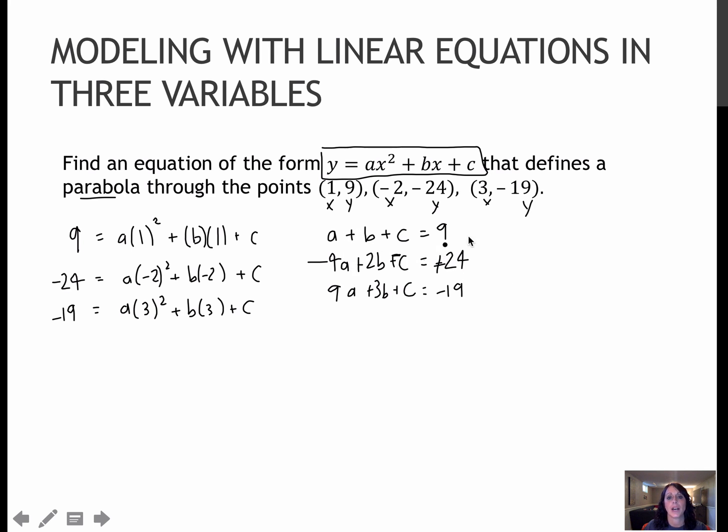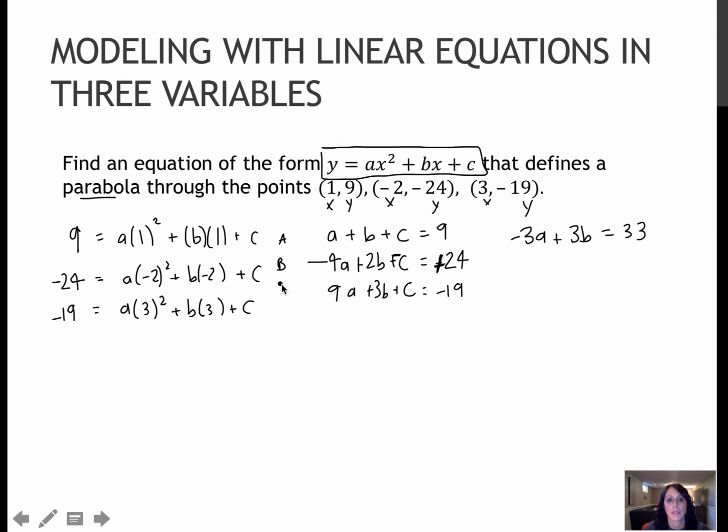So now I'm going to combine a and b, now that b is all different signs. And if I add a and negative 4a, I get negative 3a. If I add b and 2b, I get 3b. If I add c and negative c, those go away, which is why I did it. And 9 and positive 24 equals 33.